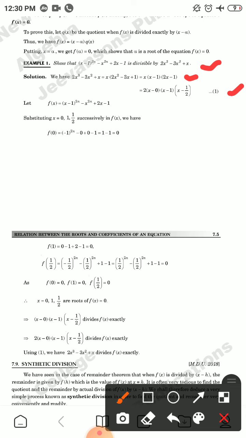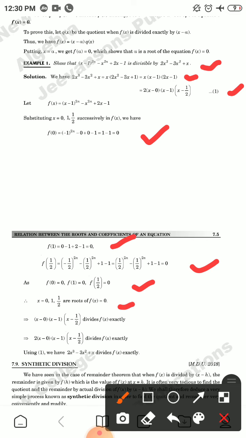Let f(x) = (x - 1)^(2n) - x^(2n) + 2x - 1. Substituting x = 0, 1, 1/2 successively in f(x), we have f(0) = 0, f(1) = 0, f(1/2) = 0. As f(0), f(1) and f(1/2) are all 0, therefore x = 0, 1, 1/2 are roots of f(x) = 0.